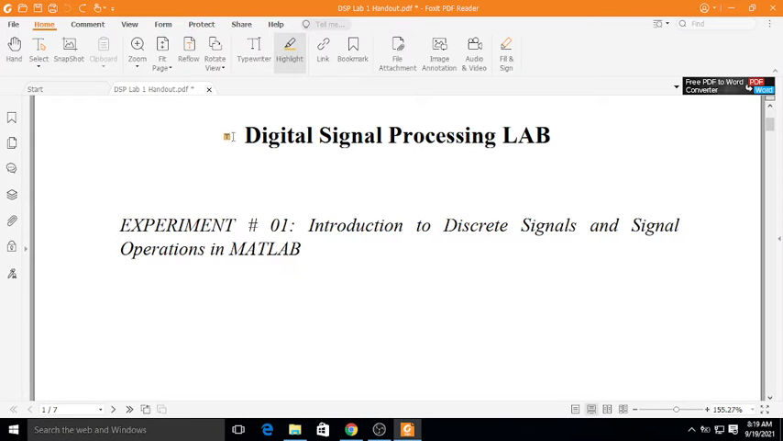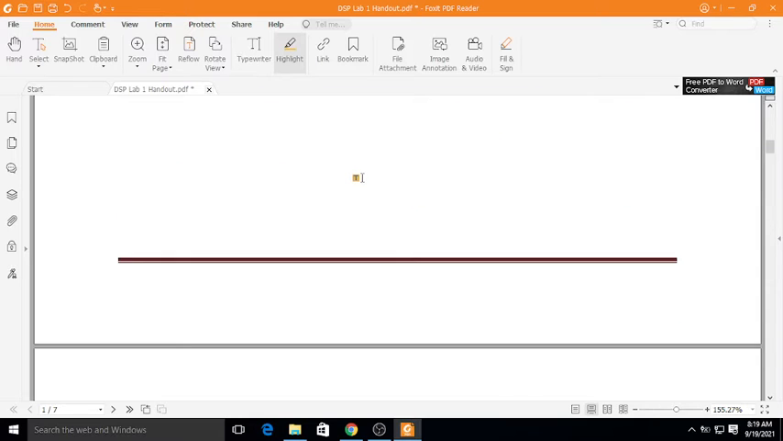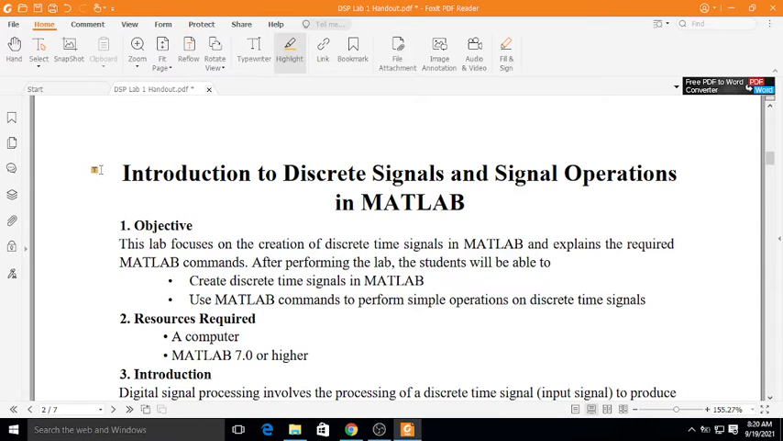Digital Signal Processing Lab. Experiment number 01, Introduction to Discrete Signals and Signal Operations in MATLAB. Introduction to Discrete Signals and Signal Operations in MATLAB.